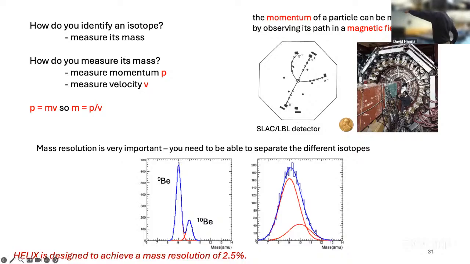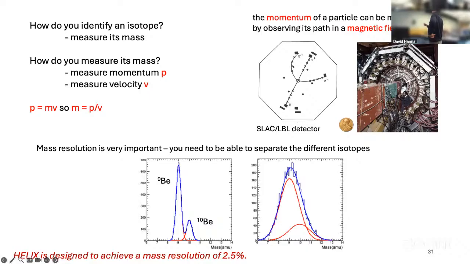Well, how do you know this is beryllium-10? Well, it's because it has a mass of a beryllium-10. There's 10 atomic units of mass, and the way you identify an isotope is you measure its mass. You measure the momentum, and you measure the velocity. P is equal to mv, so mass is equal to P over v. That's how you measure it. And how do you measure momentum? Well, you measure it in a magnetic spectrometer.